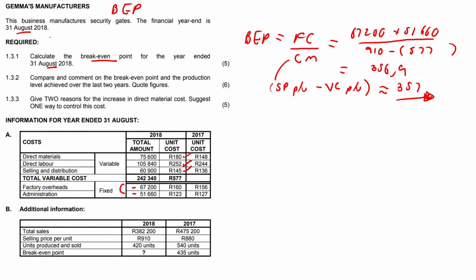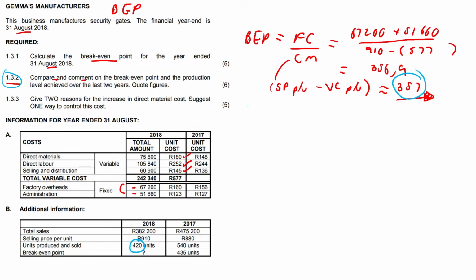Okay, 1.3.2, compare and comment on the break-even point and the production level achieved over the last 2 years. Quote figures. So I've changed color. So as you guys can see, the business produced 63 units more than the break-even point. So we compare 420. Oof, 420 indeed. Bad things related to that number. We compare it to the 357. And that is how we get 63 units.